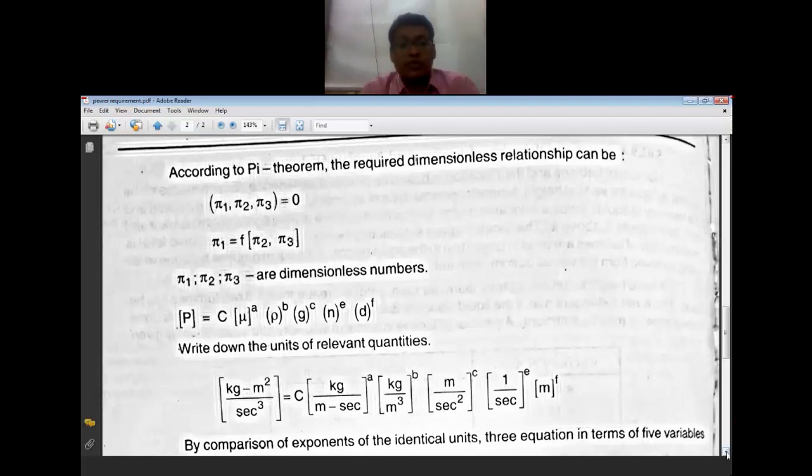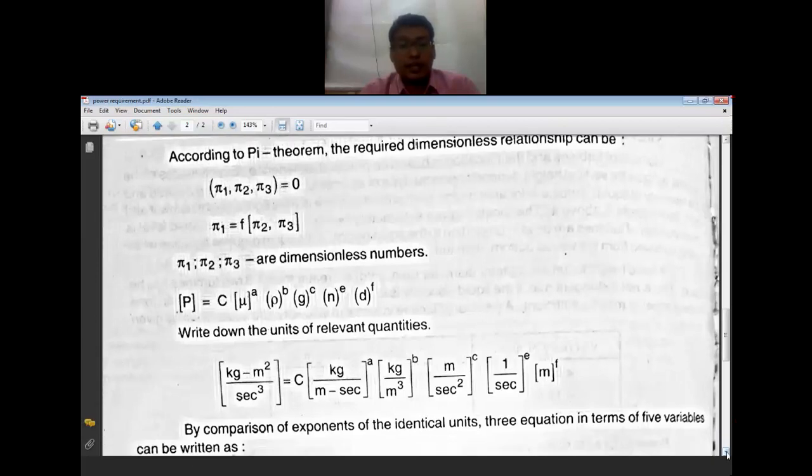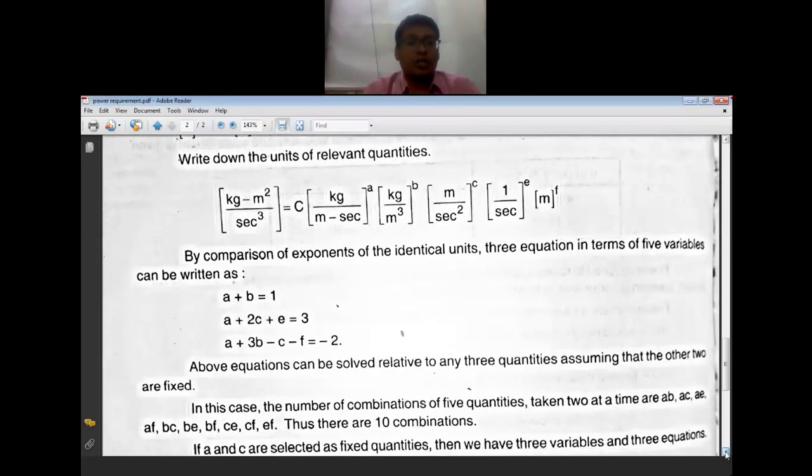By comparison of the exponents of the identical units, three equations in terms of five variables can be written. So the units have to be considered. Collect kg first. Power has kg raised to 1, viscosity has kg raised to the power a, density has kg raised to the power b, and the rest don't have the unit of kg. So a plus b is equal to 1.